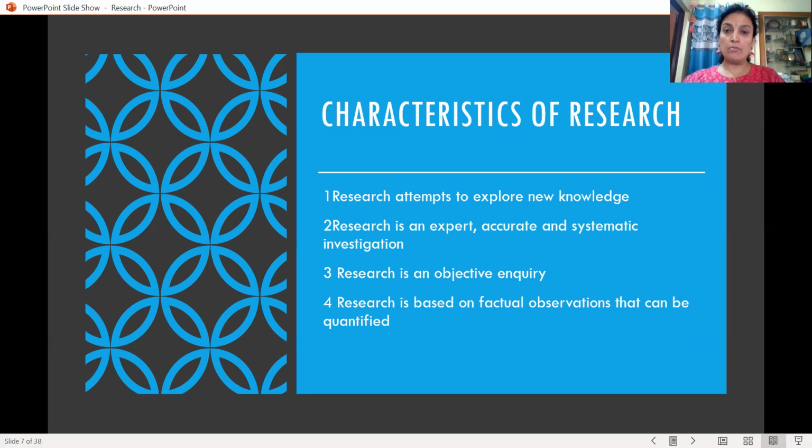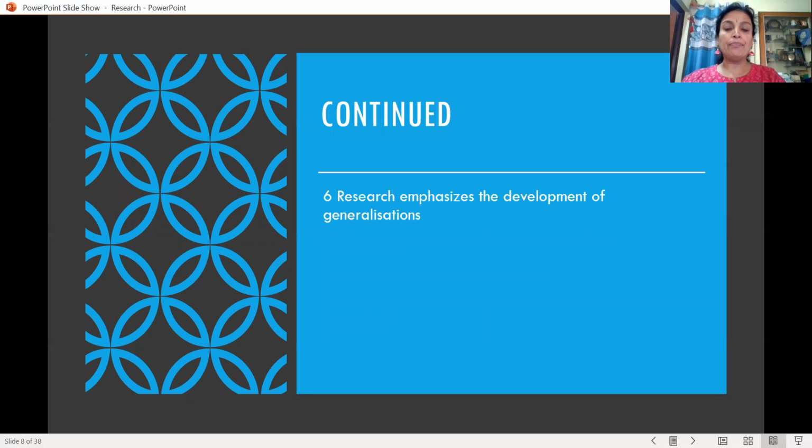You can express it in many quantities. Research records the data and observations. Research emphasizes the development of generalizations. Research meticulously observes the methodology. That's very important for the research, which method you have conducted and followed.